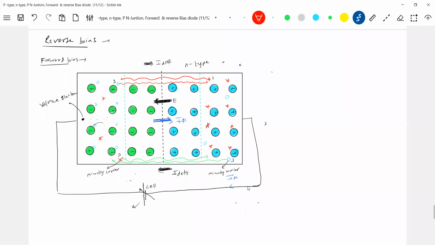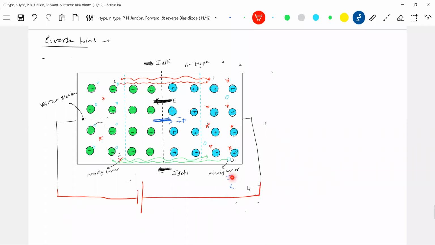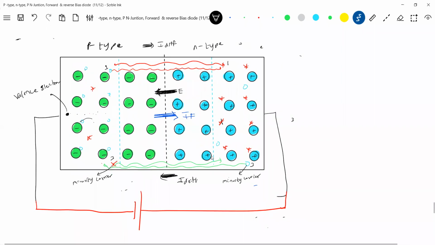This one is a reverse bias. The negative terminal and positive terminal are connected, the positive to the N type, and this is the P type. Keep the same diffusion current as it is, because it's going to help us a lot. Now as I increase the reverse bias, the positive terminal connected to the N type will directly pull the electrons, and the negative terminal will inject electrons into the P type.